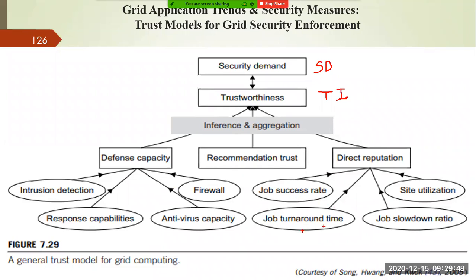What is the turnaround time? What is the completion time? What is the slowdown ratio? What is the site utilization? Based upon that, you can build the reputation. So direct reputation points to this, right? Suppose there are so many shopping malls and you want to go to a particular shopping mall.